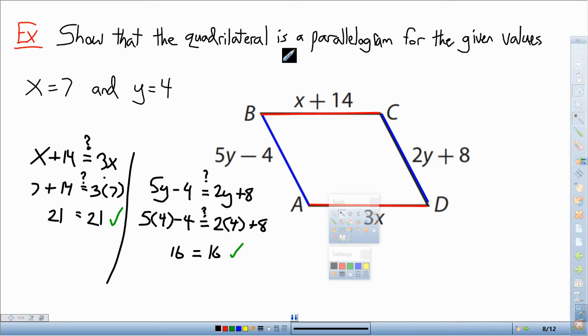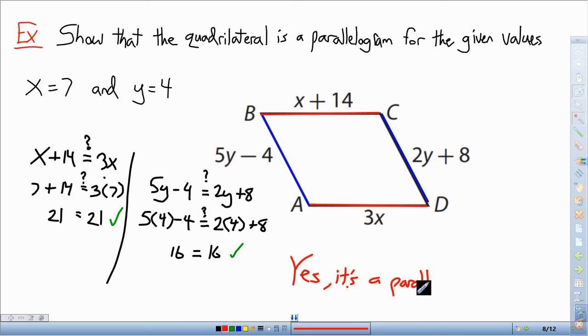It said show that the quadrilateral is a parallelogram for the given values, and we just did. Okay, so I guess ultimately, if we wanted to, we can just say, yes, it's a parallelogram. Let's make it obvious. Parallelogram. There we go.